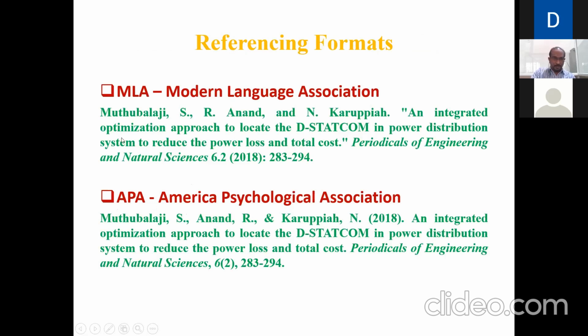Here you see the MLA format of referencing. First the author name, then in inverted commas the paper title, then the journal name, then the year of publication, and issue number, and then page number. This is the MLA model. That is the MLA referencing format.